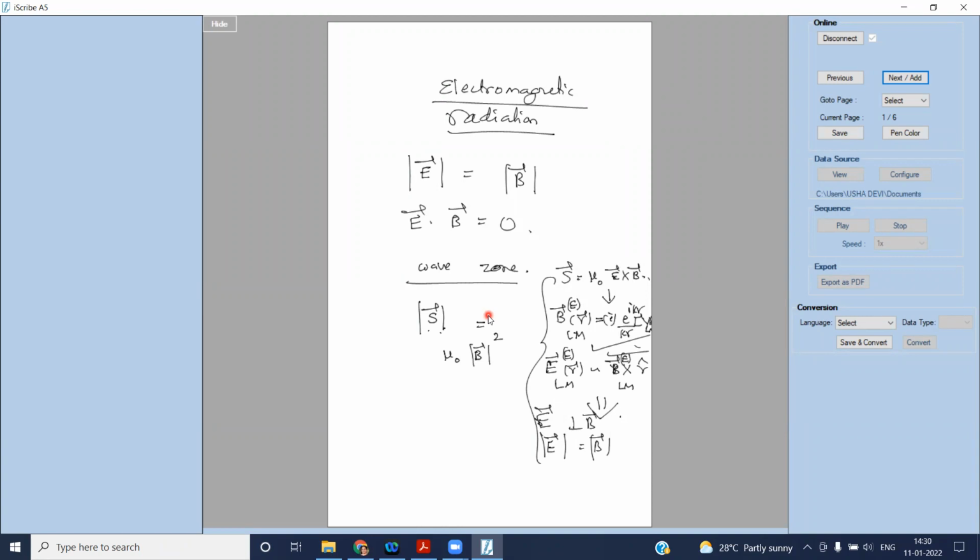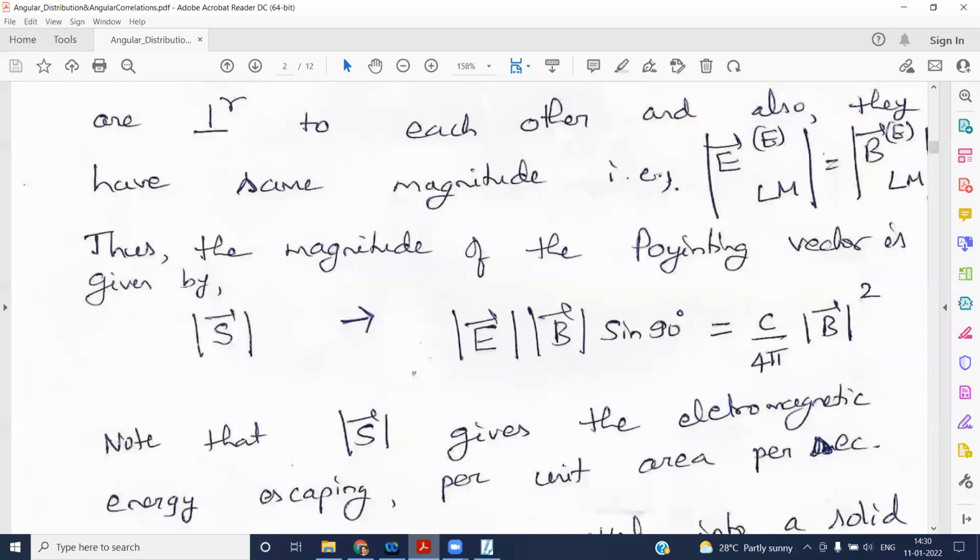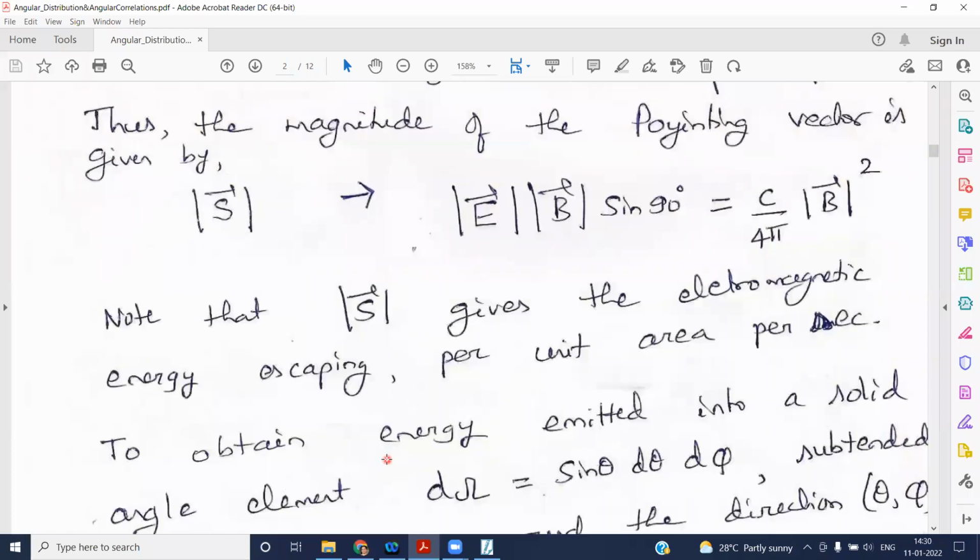That's all I have. This mu naught, I can simplify as c divided by 4 pi. Go and check what mu naught is. It can be written as c divided by 4 pi. So in terms of the magnetic field, whose expression is known to me, I write what the Poynting's vector is. Do I have to use it for my further calculation? Yes, I need to use it.